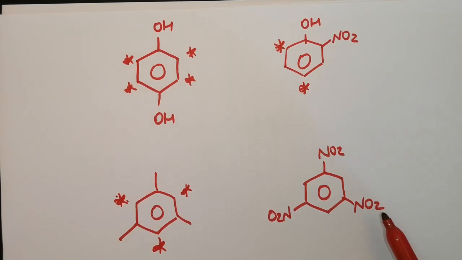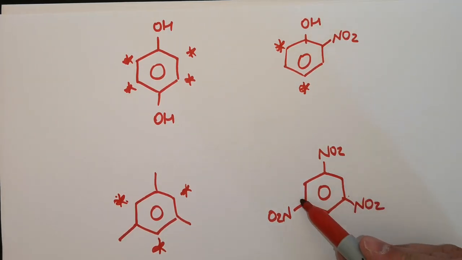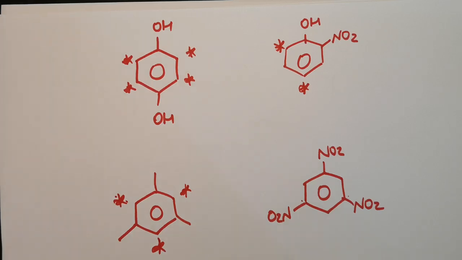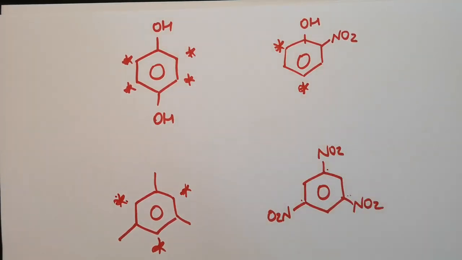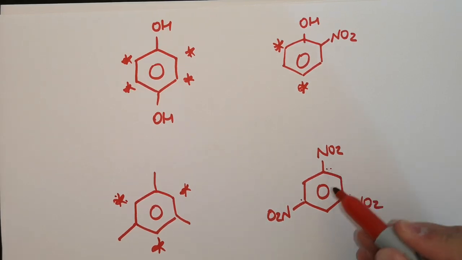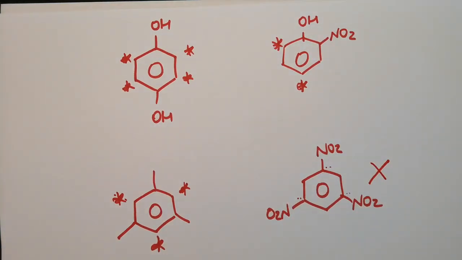And in this final one, we have 3 nitro groups. Nitro groups are 3 directing. So this nitro group would direct to this position, which is already taken, and this position that's already taken. This nitro group would direct to this position that's already taken, and this one. And this nitro group would direct to this position and this position. So they are all directing to positions that are already substituted. So there is no position that would be suitable for further substitution with this. So there would be no further substitution.